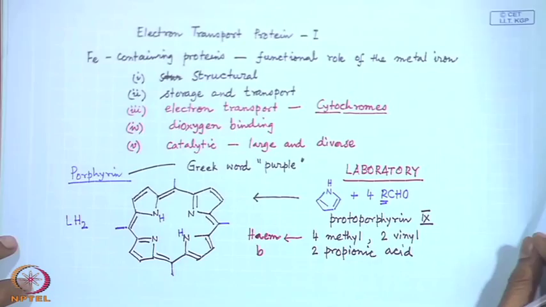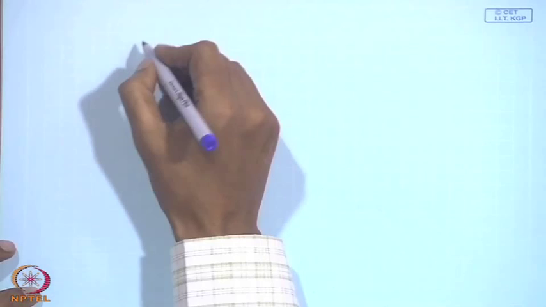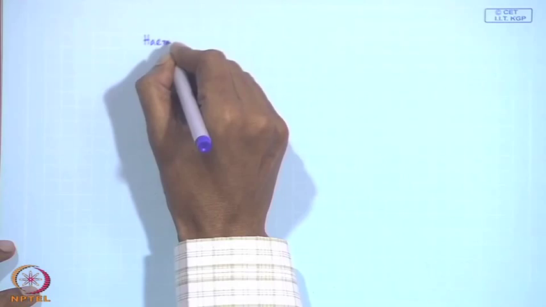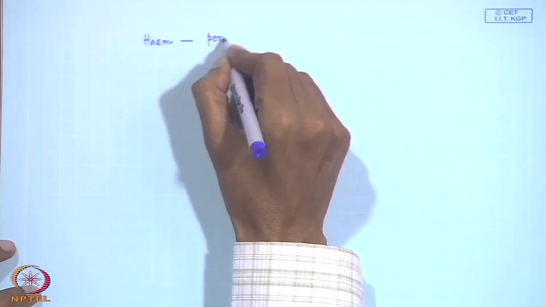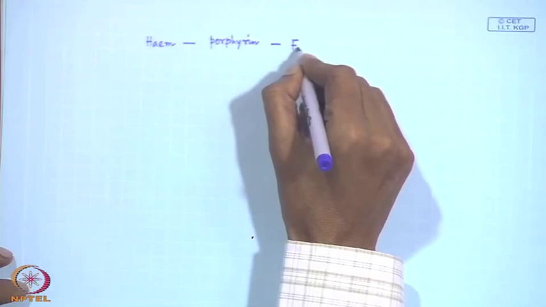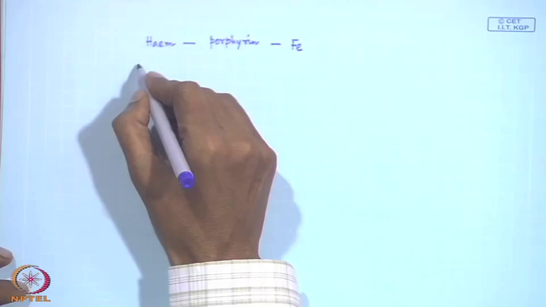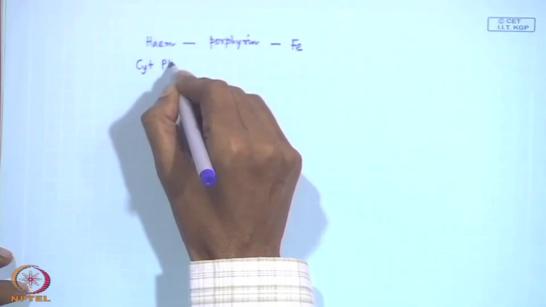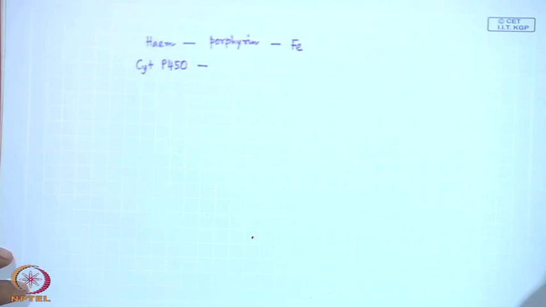So when we get this particular unit, we know already that we get the heme proteins when the ligand is porphyrin. So it's a macrocyclic ligand, and that porphyrin is coordinated to your iron. Then one class of molecules we will talk about is cytochrome P450. They are also a heme containing group of enzymes, so they can show some kind of enzymatic reaction.